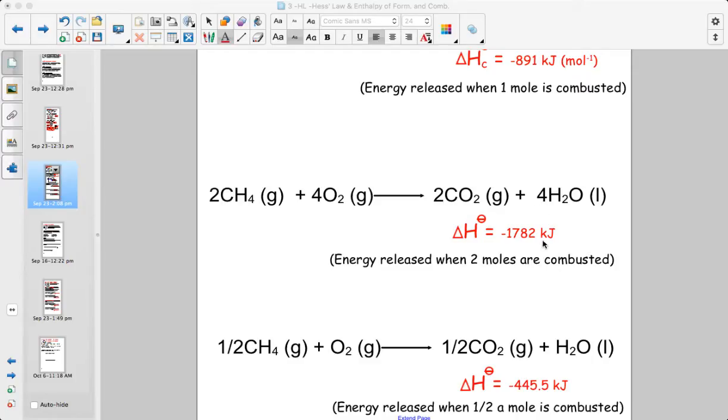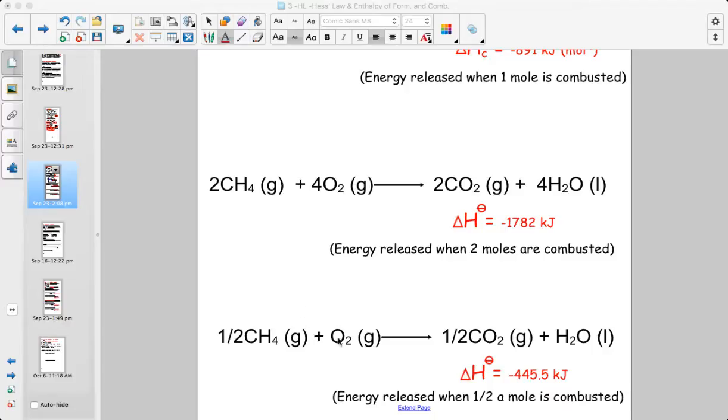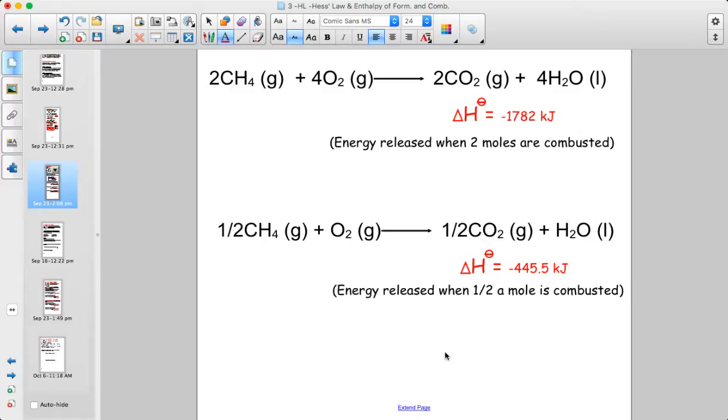Notice it doesn't say kilojoules per mole anymore. The enthalpy change is just written as kilojoules. So it's twice as much. And if you change the coefficients to be halves or fractions, then you have to multiply the enthalpy change by that change in coefficient. So only burning half a mole of methane will release half as much energy, so it will release negative 445.5 kilojoules.